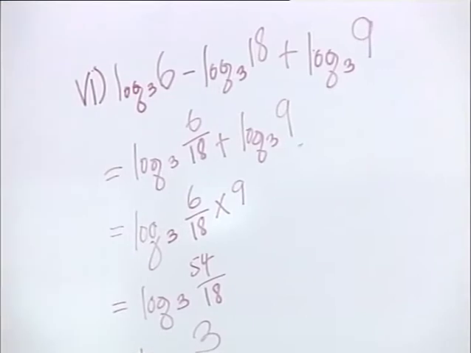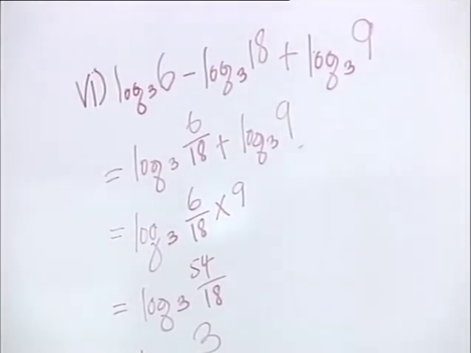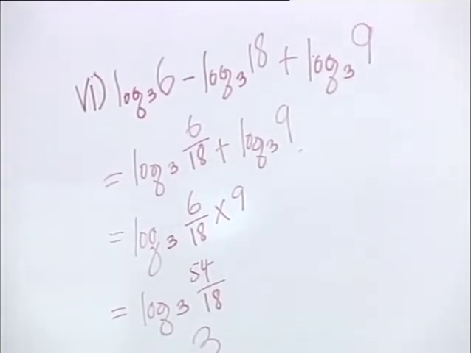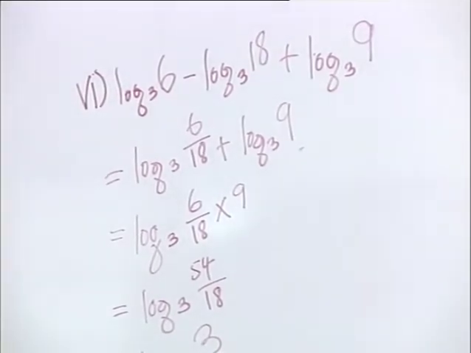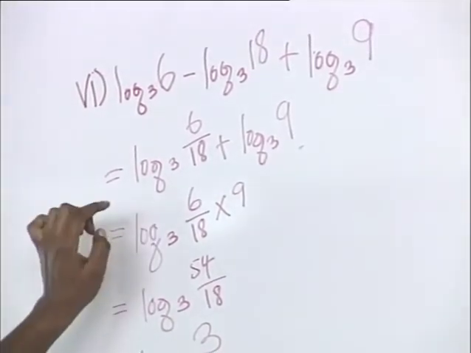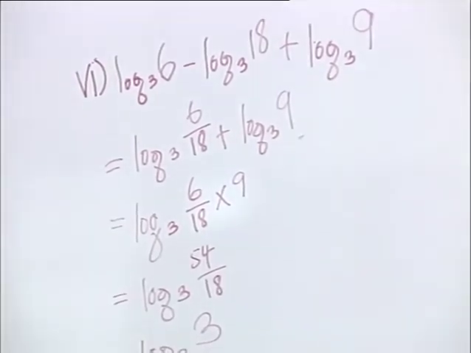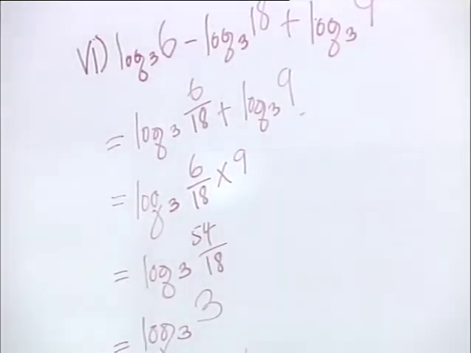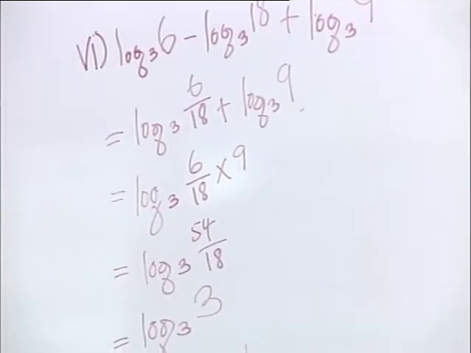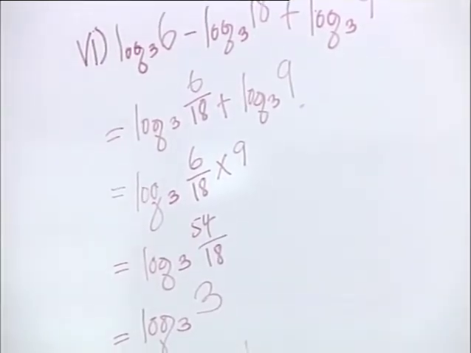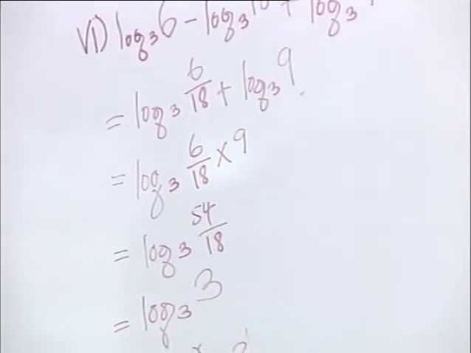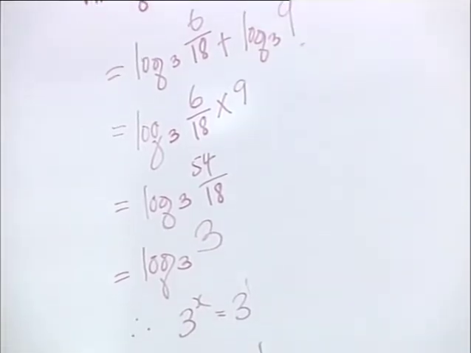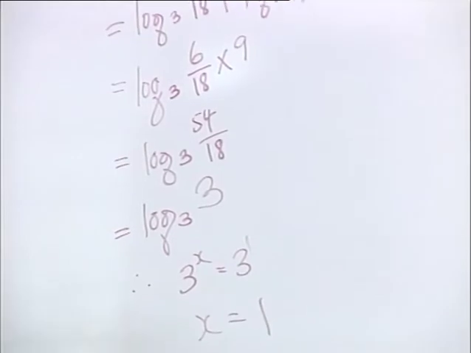The question is log 6 to the base 3 minus log 18 to the base 3 plus log 9 to the base 3 is equals to log 6 to the base 3 minus log 18 to the base 3, which is just the same as log 6 on 18 to the base 3, plus log 9 to the base 3, is equals to log 6 on 18 multiplied by 9 to the base 3, which is equals to log 54 on 18 to the base 3, which is equals to log 3 to the base 3. Therefore, x is equals to 1.